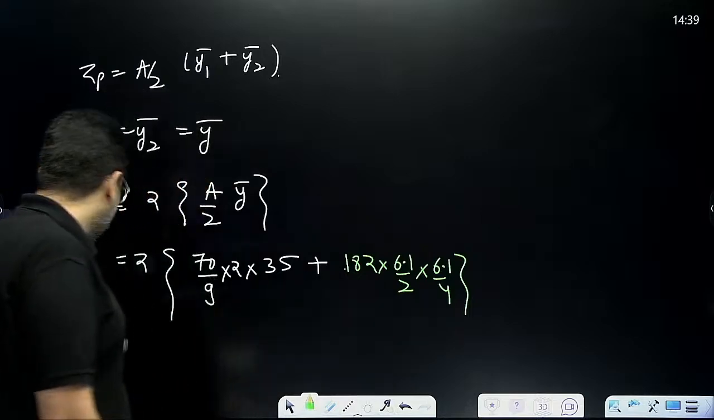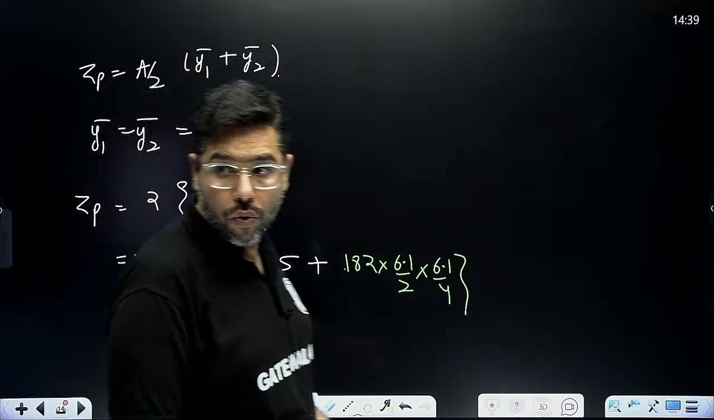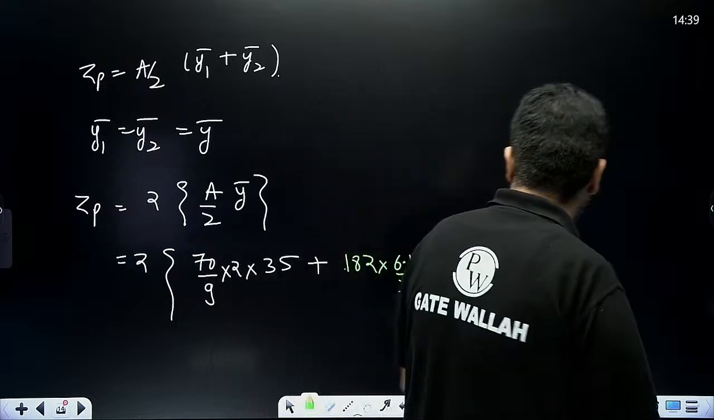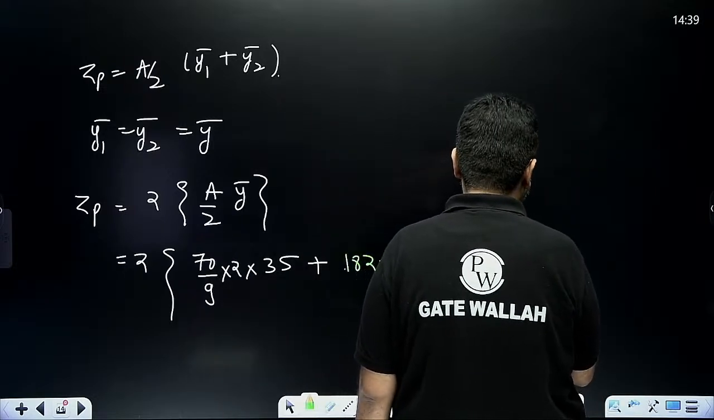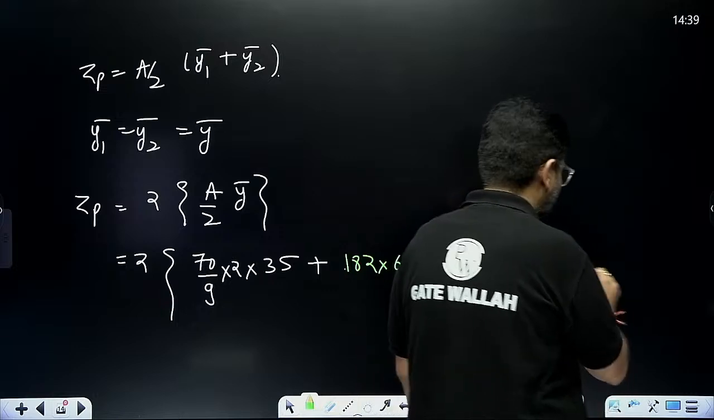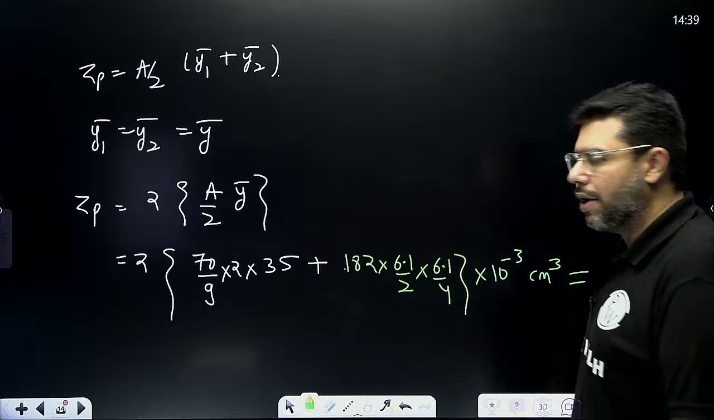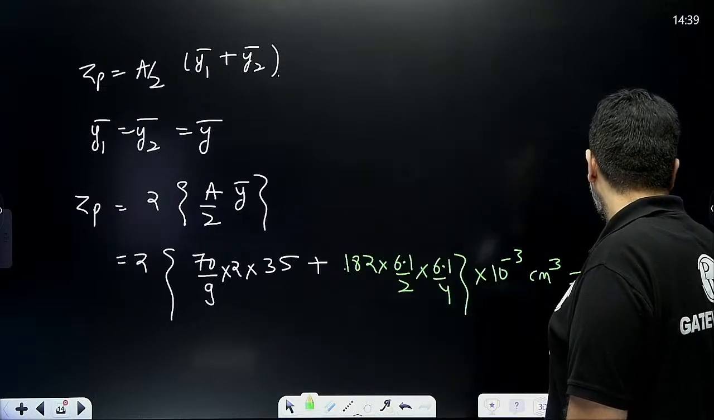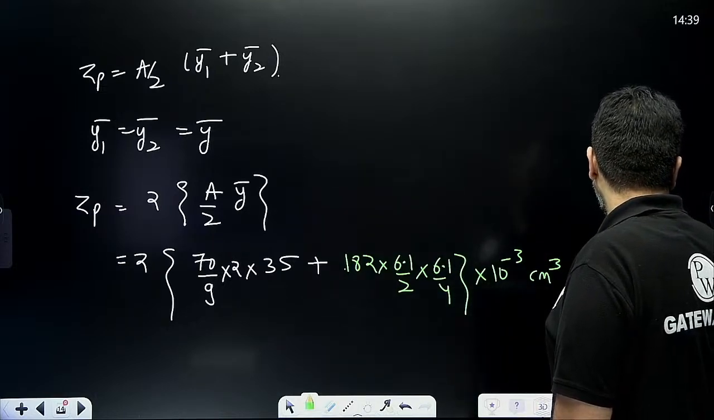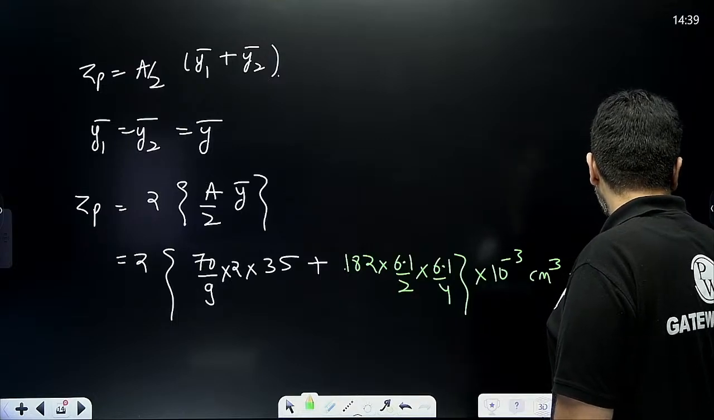This will give me the answer in mm cube, but I want the answer in centimeter cube. 1 centimeter is 10 mm, so multiply by 10 to the power minus 3. Answer will come out in centimeter cube. How much answer are you getting? Tell me fast. The answer will come out to be 89.89. You have to give your answer up to 1 decimal place.